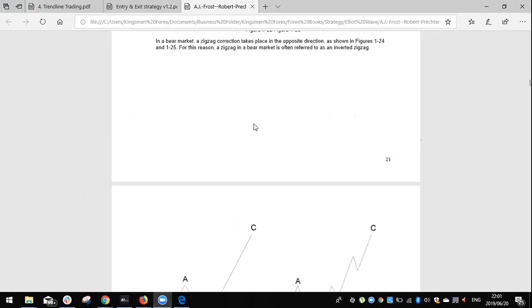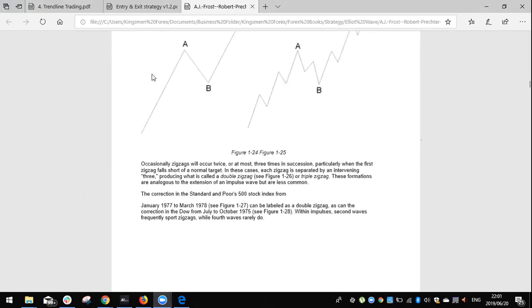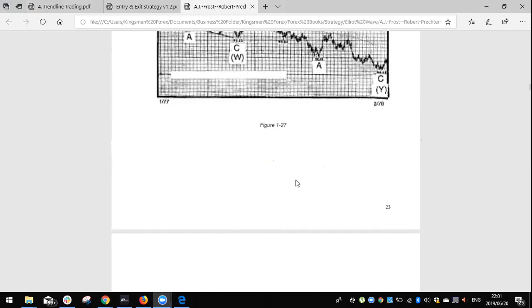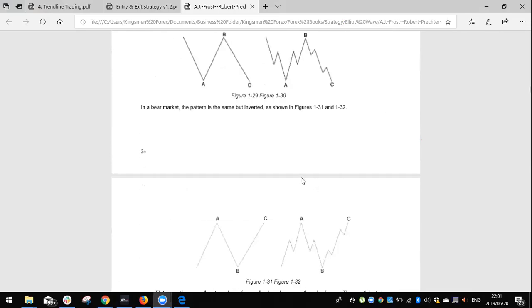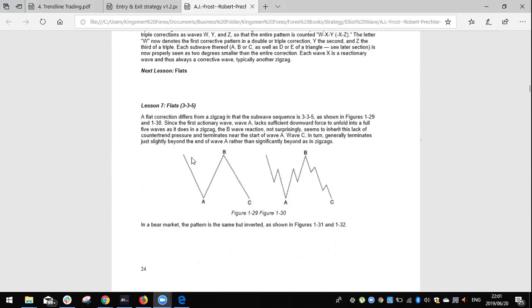Okay, and then it's a zigzag, same zigzag, but for a downtrend. Then we have a flat correction. Okay, it's like ABC like this. Also the same for an uptrend. Okay, you have this motive wave. After it corrects like this, it pushes up.